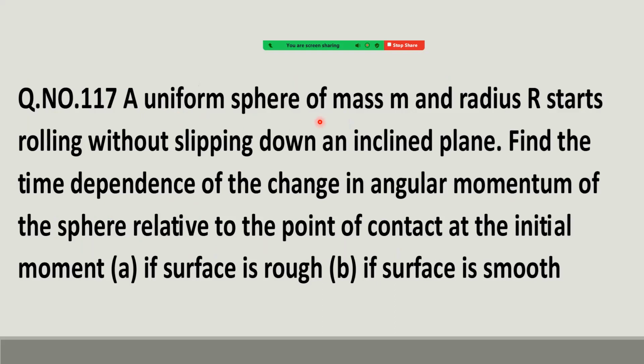A uniform sphere of mass m and radius r starts rolling without slipping down an inclined plane. Find the time dependence of the change in angular momentum of the sphere relative to the point of contact at the initial moment, if the surface is rough, if the surface is smooth. Let us see how to calculate.